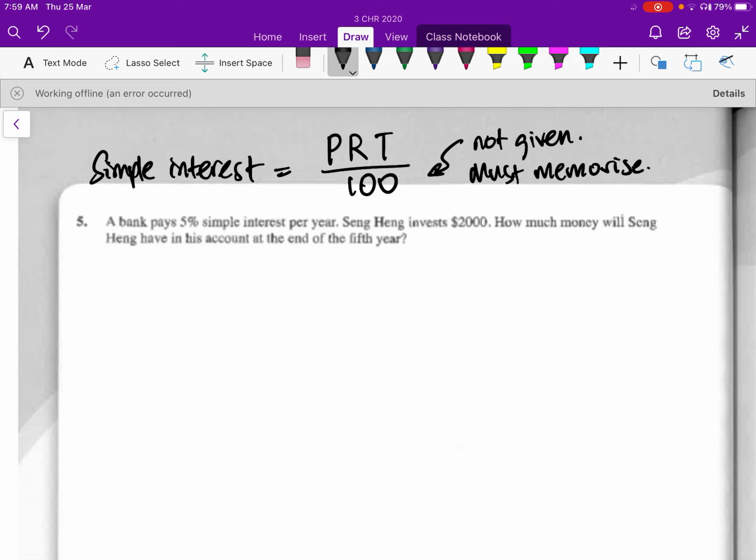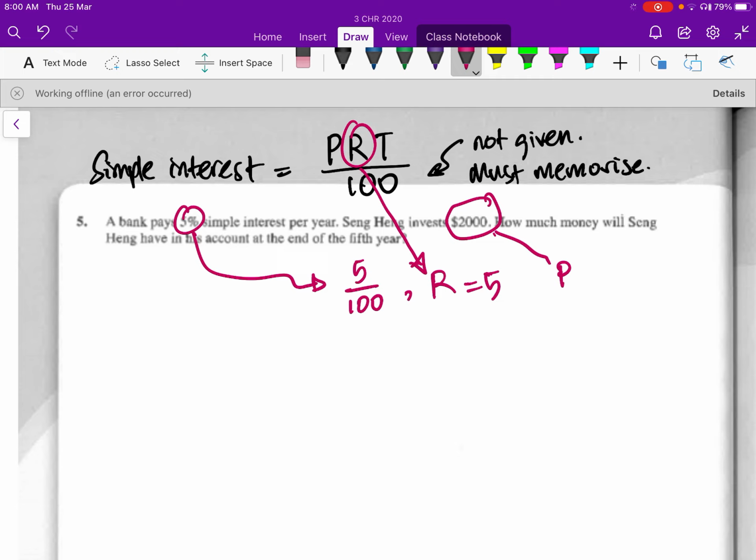Now, the bank is going to pay 5%. Take note that 5% refers to 5 over 100. In addition, our value of R over here equals 5. So from that very first portion, we know the value of R, it's going to be 5%. And this $2,000 refers to the principal. You must understand the question, then you can apply the formula.